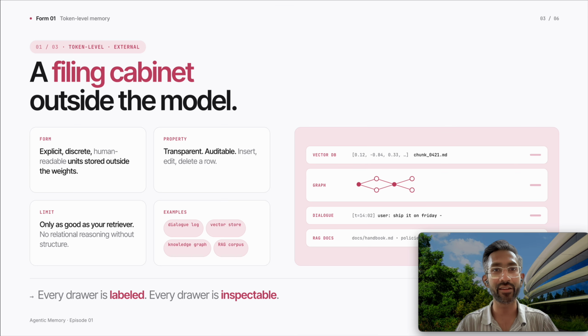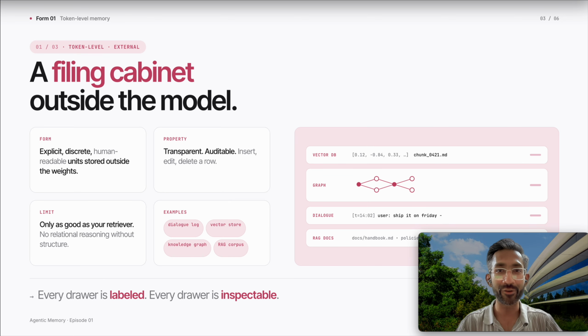The first is external memory, what the paper calls token level memory. This is the most intuitive one. Memory stored as explicit, discrete, human readable units outside the model. Think text chunks in a vector database, dialog logs, knowledge graphs. The filing cabinet analogy works here. Every part of memory is inspectable. You can open a drawer, read what's in it, edit it, and then delete it.